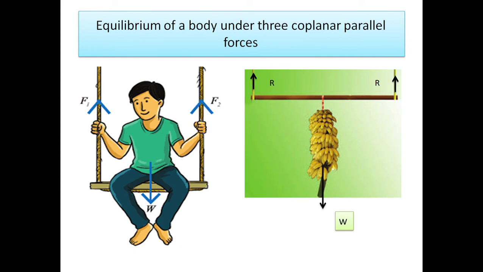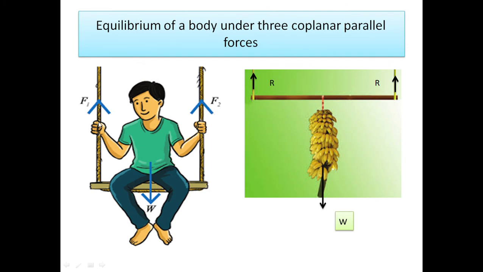Now we are going to discuss equilibrium of a body under three coplanar forces. Coplanar means the same plane, parallel forces. Equilibrium of a body under three coplanar parallel forces. You can see a swing here. The weight acts towards the earth, one force, and the tension of the ropes are shown by F1 and F2.